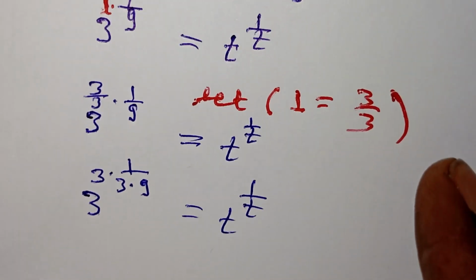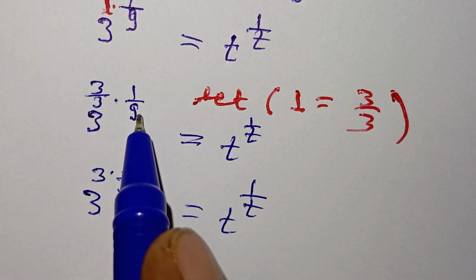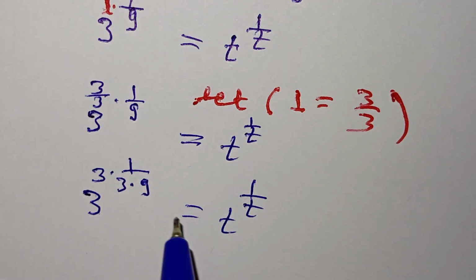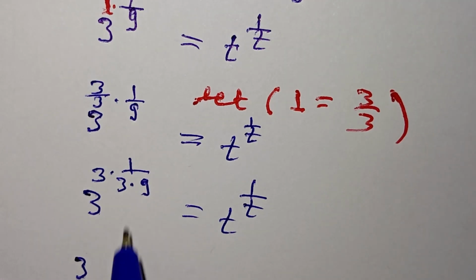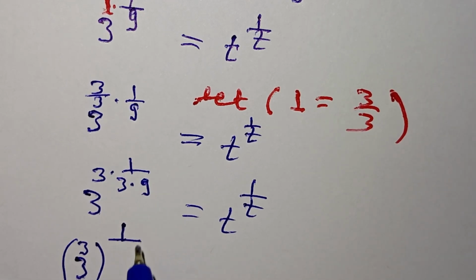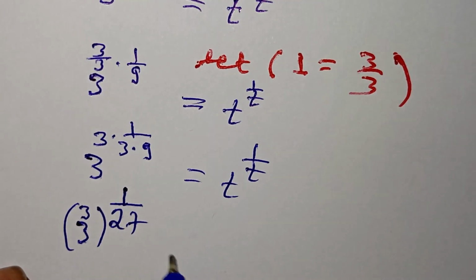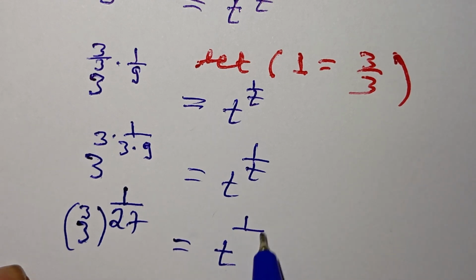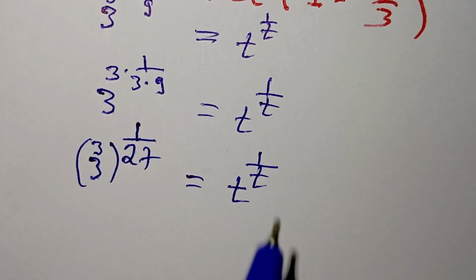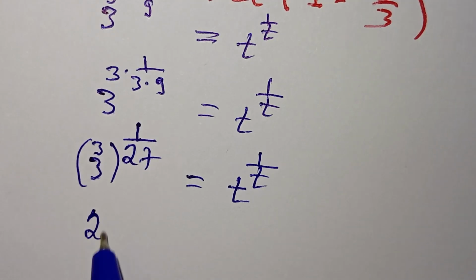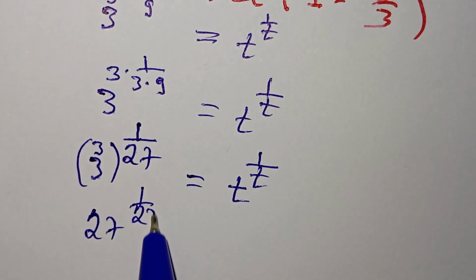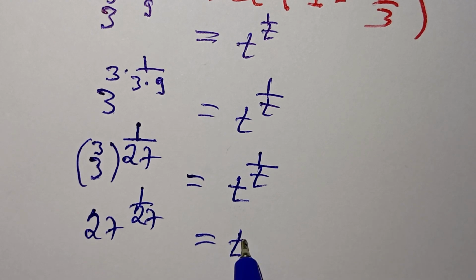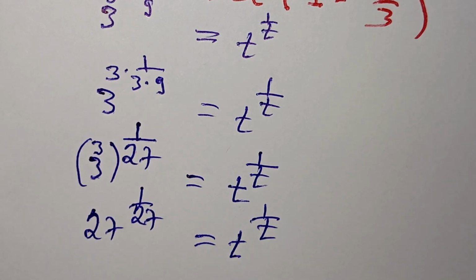So this 3 times 9 means 3 times 9, which is 27. This is the same as 3 to the power of 3 times 1 over 3 times 9, and 3 to the power of 3 is 27. So 27 to the power of 1 over 27 is equal to t to the power of 1 over t.